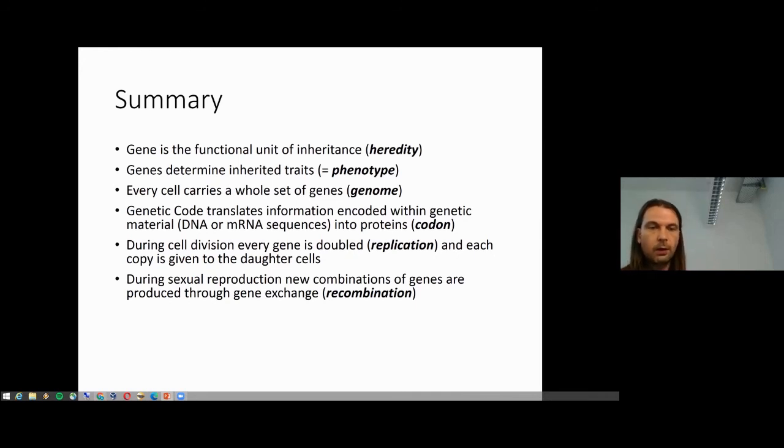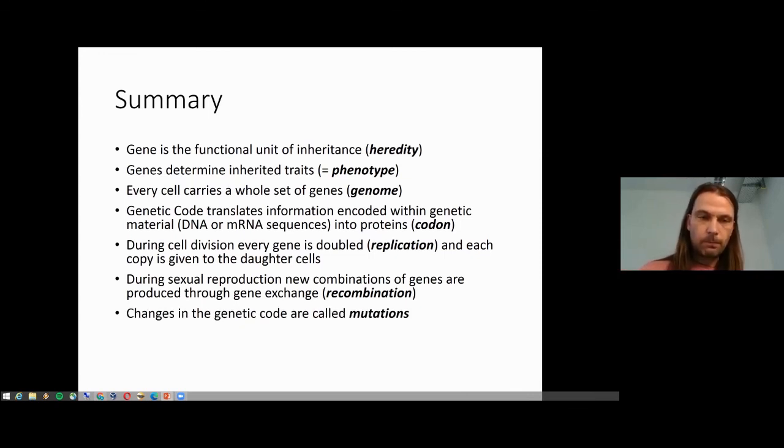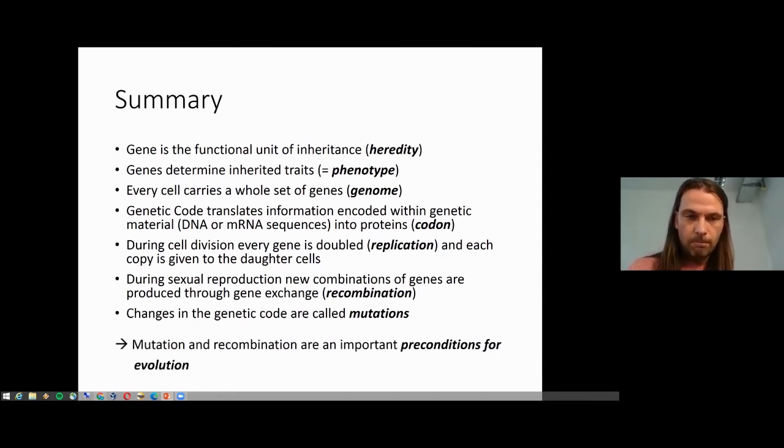And if we have sexually reproducing organisms, we can produce new combinations of genes through the process of recombination prior to the formation of gametes. And changes in the genetic code can be introduced by mutations. Mutation and recombination in combination are the precondition for evolution to occur.